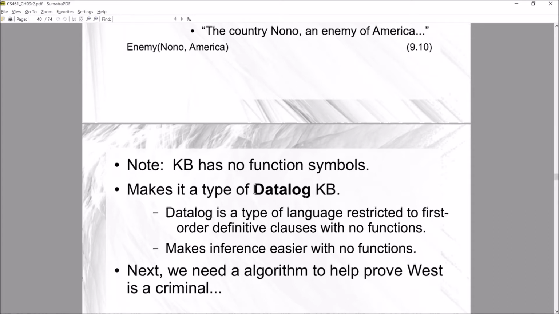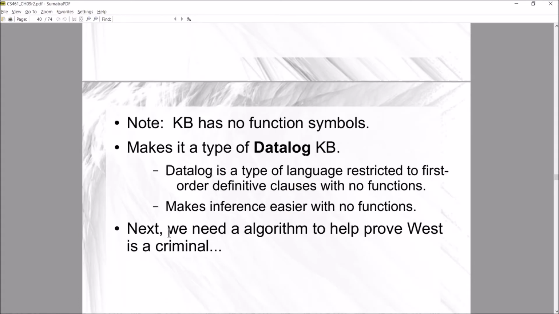Now Datalog, what is that? It's a type of language. Here's the definition. It's a type of language restricted to first order definite clauses with no functions. So what does that do for us? Well, that makes the inference a lot easier, right? The inference is easier if you don't have any functions. All right, so what do we need to do next? Now that we have a Datalog knowledge base, we can do easier inference on it. We need to go through the algorithm for proving that West is a criminal.